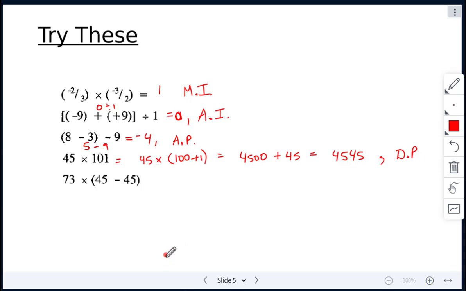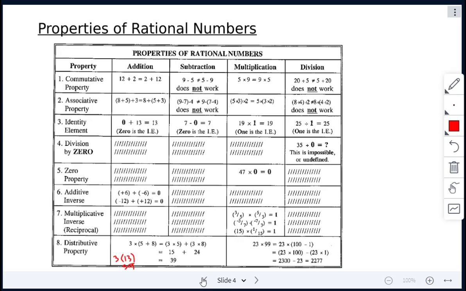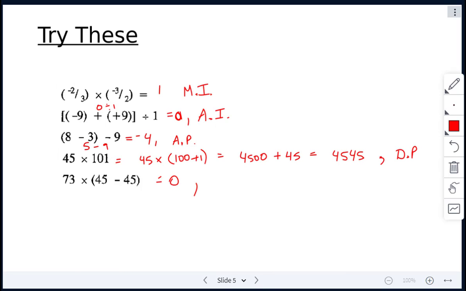And the last one, 73 times 45 minus 45. Well, 45 minus 45, that's 0. 73 times 0. Anything times 0 is 0, so that's just equal to 0. And the property we used here, we can say we used the 0 property, as well as the associative property because we have those brackets there. So I'm just going to put here 0 property and associative property.